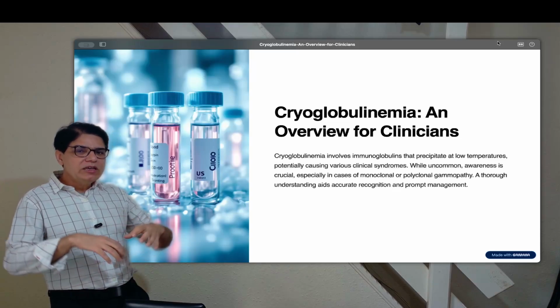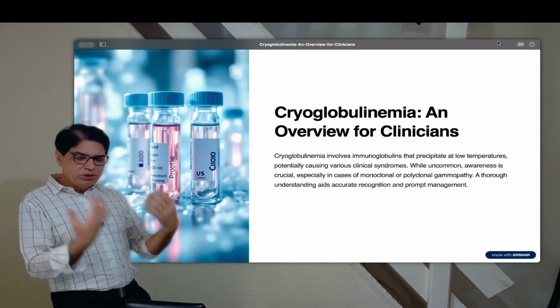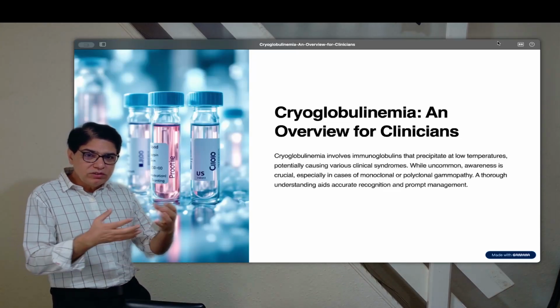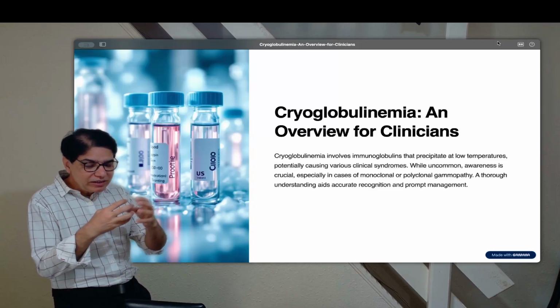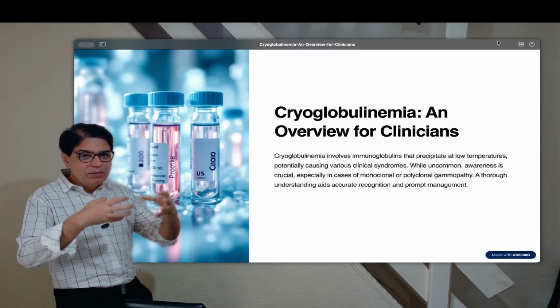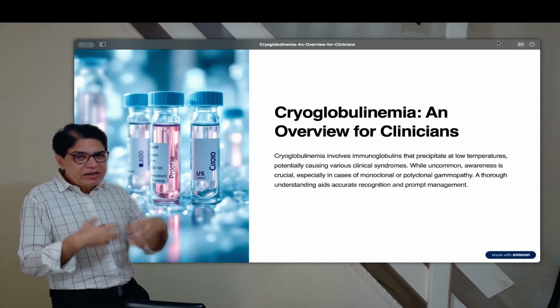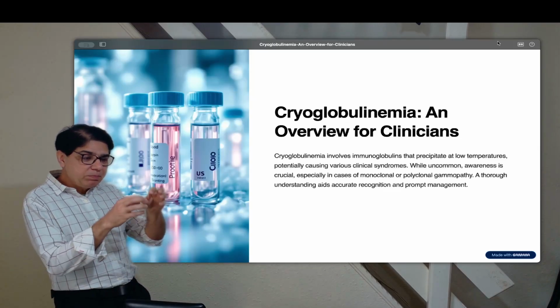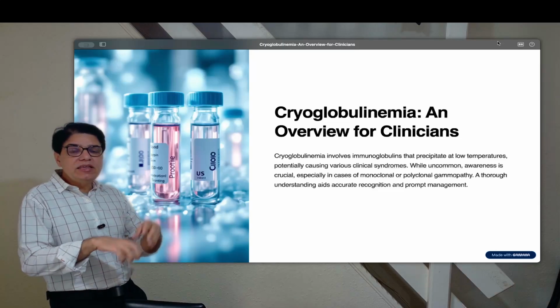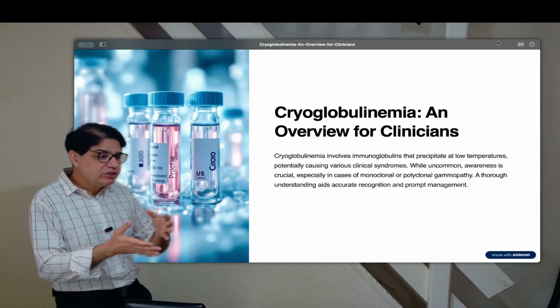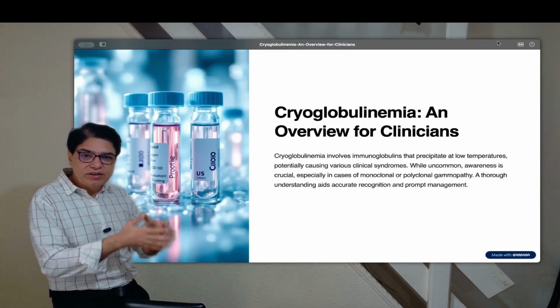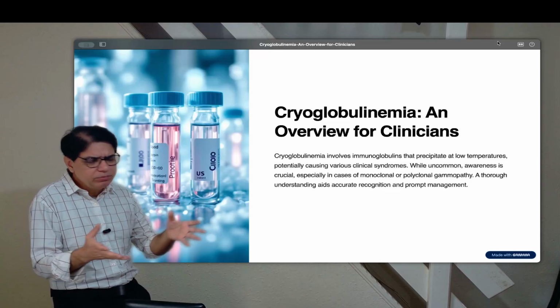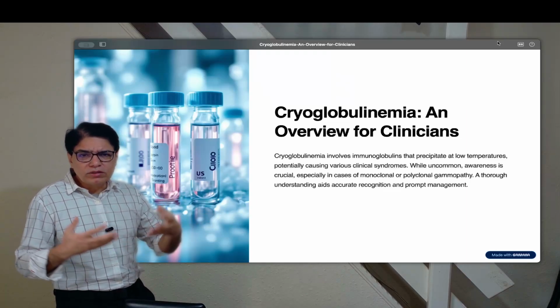Or in other words, even when the environmental temperature is low, there is a tendency for these immunoglobulins to clump together, which we call precipitation. When they precipitate, they can create problems because they can increase the viscosity of the blood. They can get deposited in various tissues. They can activate the complement system, which can then lead to activation of the inflammatory cascade, and that can produce a lot of symptoms for the patient.